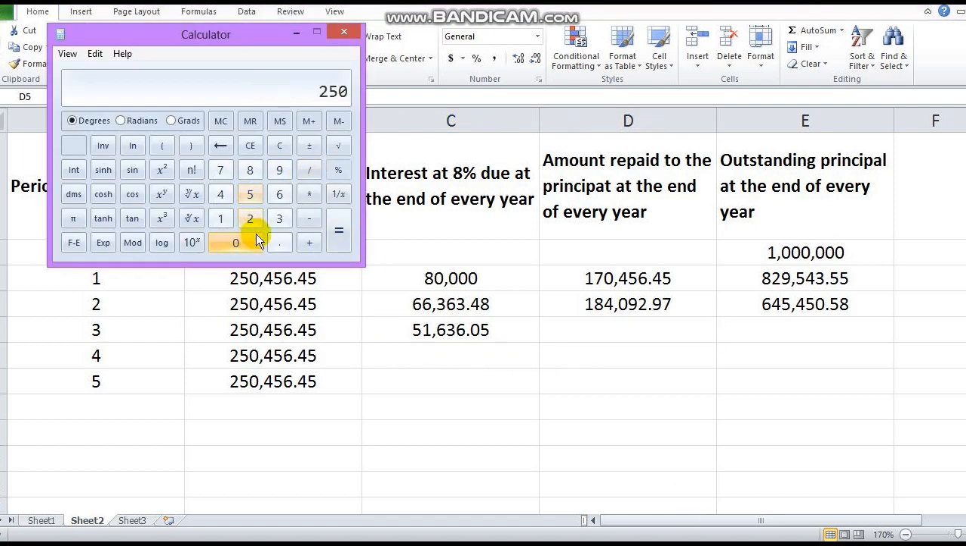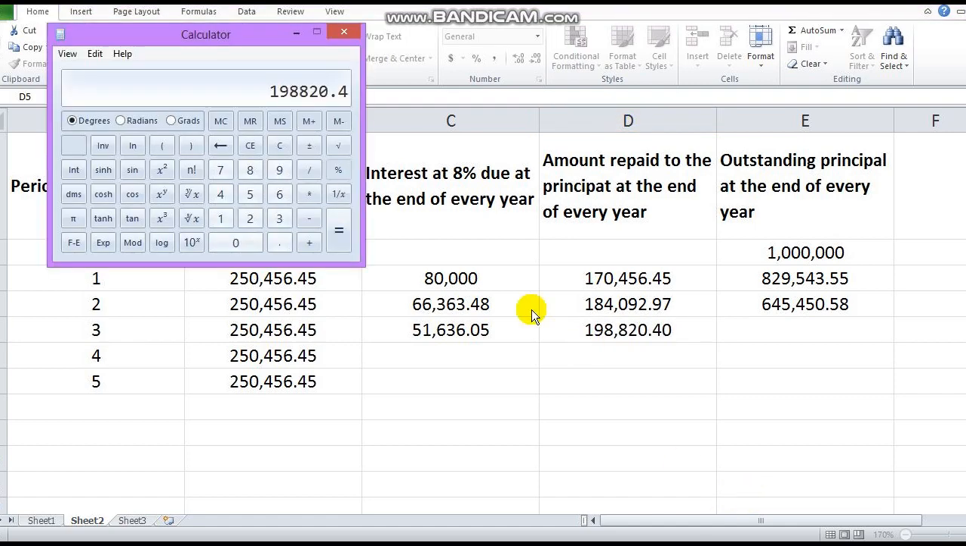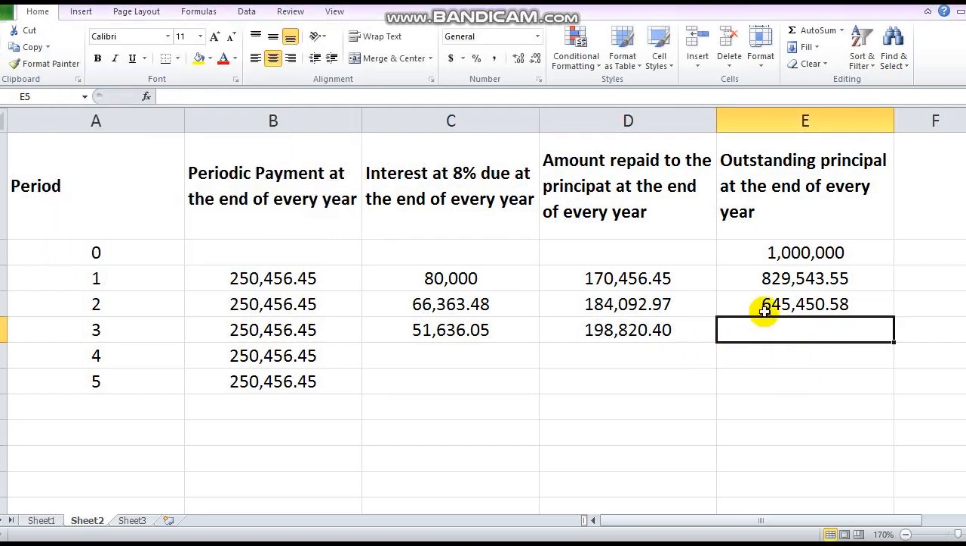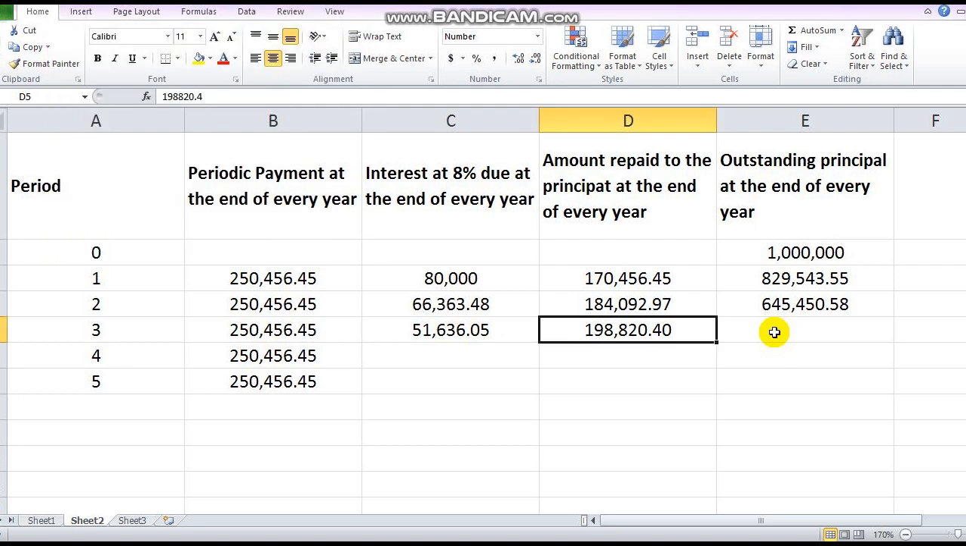So that will be 250,456.45 minus 51,636.05. That would be 198,820.40. Yes, that's correct. So we're going to subtract this 198,000 pesos from the outstanding principal. So that will be 645,450.58 minus 198,820.40. That will be 446,630.18.